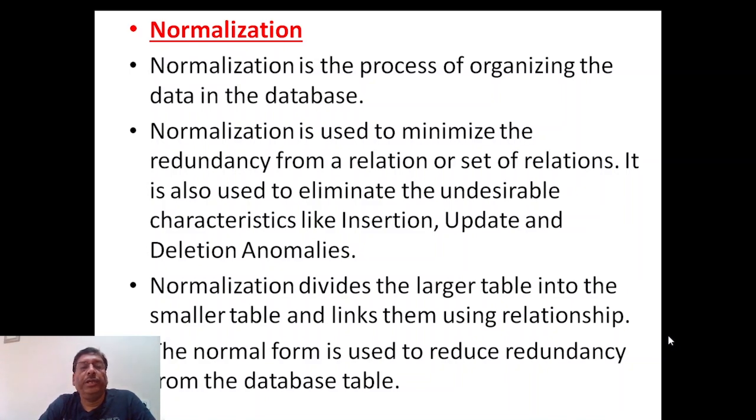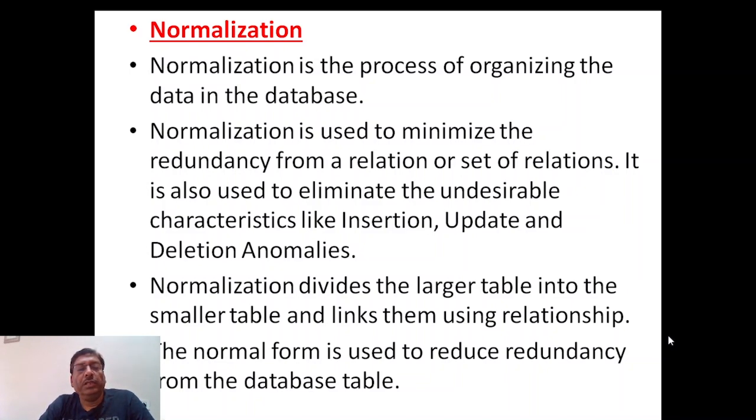It is a process which helps us to organize the data in the database. It helps us to reduce the redundancy. It helps us to remove the unwanted data and it helps us to eliminate the problems that we incur during the process of insertion, updation and deletion, what we call insert, delete and update anomalies. So whenever you design a database with multiple relations, you will find some problems with respect to redundancy, insertion, updation and deletion. These can be avoided by making use of the concept of normalization.